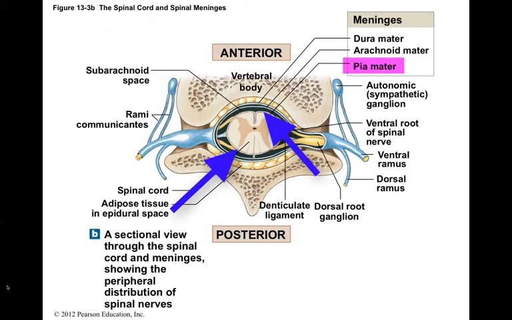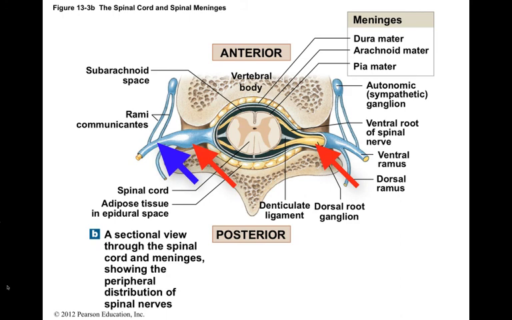The Pia Mater is the innermost layer that is closely adhered to the spinal cord. The Pia Mater consists of a meshwork of elastic and collagen fibers that are firmly bound to the underlying neural tissue of the spinal cord. The spinal meninges also cover the dorsal and ventral roots as they pass through the intervertebral foramen. The meningeal membranes are continuous with the connective tissues that surround the spinal nerves and their peripheral branches.